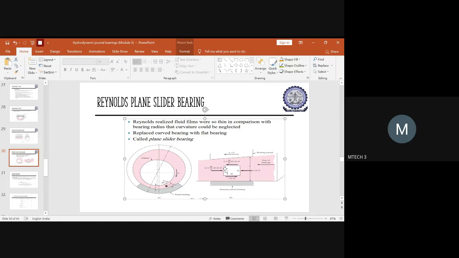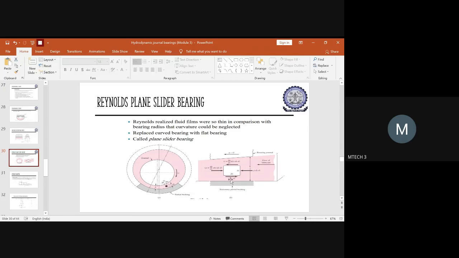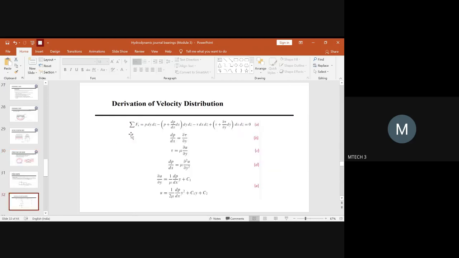Okay, so you have to just figure out the sketch first, show the flow direction for the velocity gradient with respect to the rotating journal, and then you have to come back for the summation of all the forces along the x direction. Okay, so summation of all the forces along the x direction. So what all forces you have, you have to see. The first one is related to P into dy dz. So you will write the first term P into dy into dz.